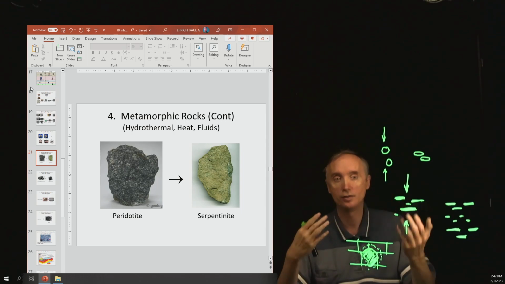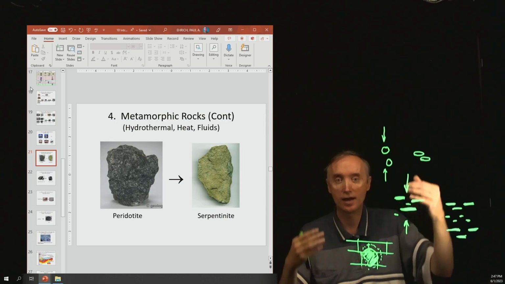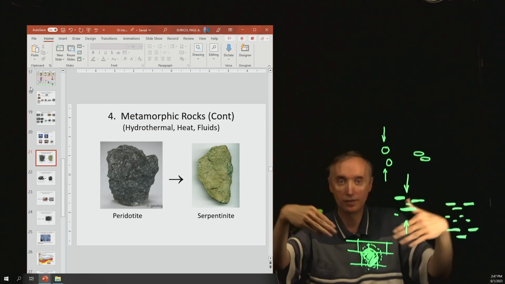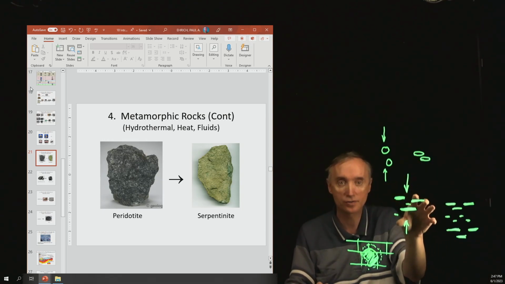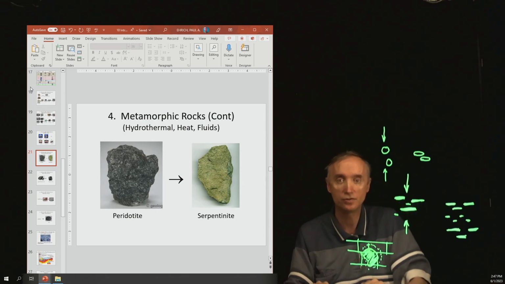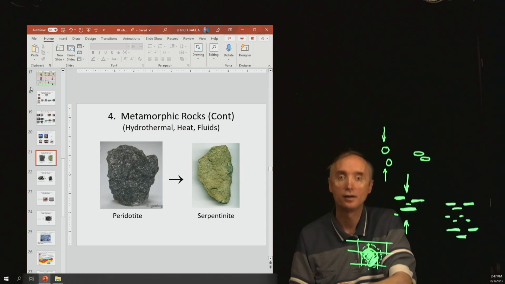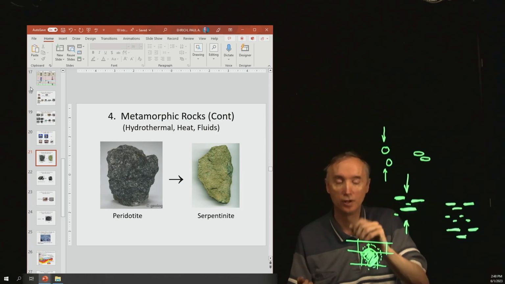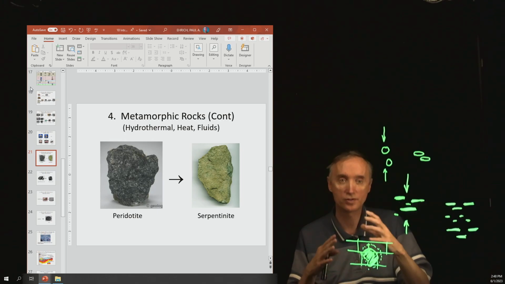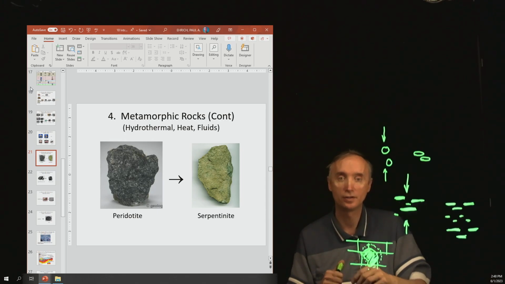Well, we also know in the ocean there's water. So that water gets heated up by that magma. It percolates through the ultramafic rocks, and then it turns them into serpentinite. And so that is an example of hydrothermal metamorphism. Now, it doesn't have to be water. Sometimes it can be carbon dioxide that is going through the rock and can alter it. But we're just going to stick with what water can do.